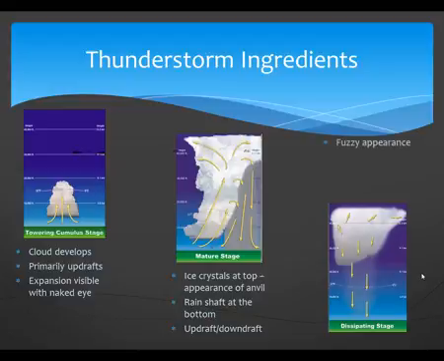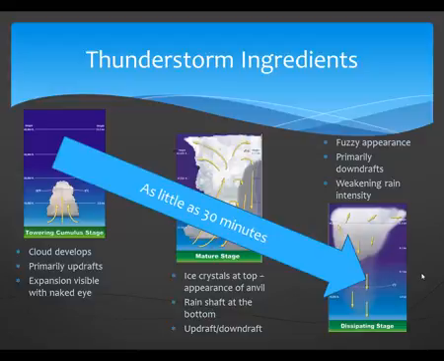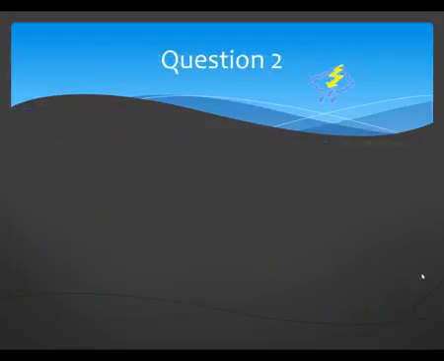In the dissipating stage, the thunderstorm takes on a fuzzy appearance. It consists primarily of downdrafts, and the rain intensity starts to weaken. It's important to note that thunderstorms can pass through all 3 of these stages in as little as 30 minutes. So thunderstorms do represent rapidly changing atmospheric conditions. It's important to track how these thunderstorms are developing and dissipating, therefore, when you have thunderstorms in the area.